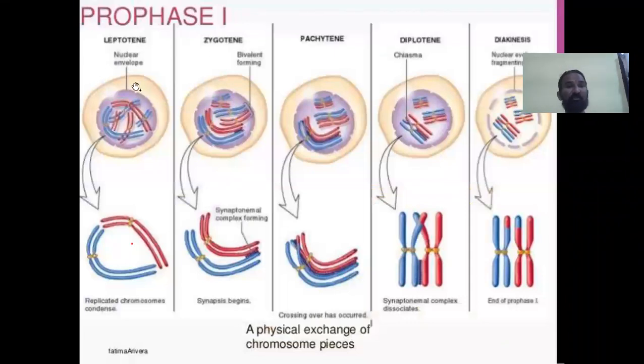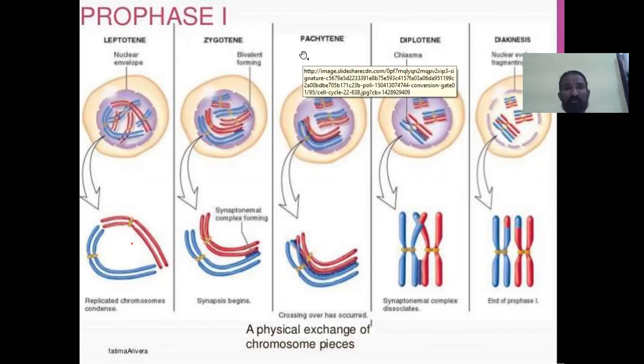Just see that this is prophase one. Prophase one mainly includes the five stages I already told you. The first one is leptotene, the second is zygotene, the third is pachytene, the fourth is diplotene, and the fifth is diakinesis. It is also very important for marks questions.